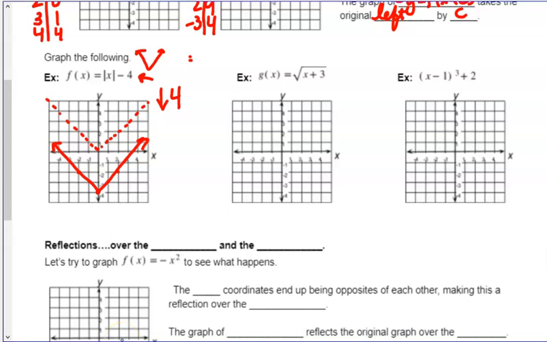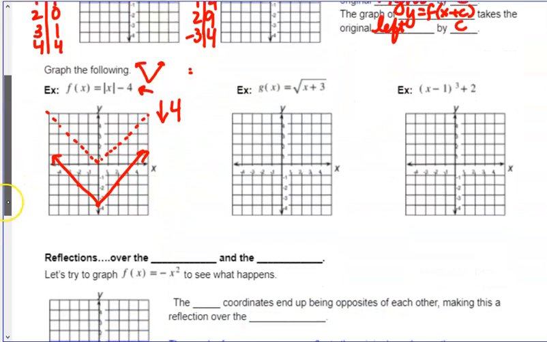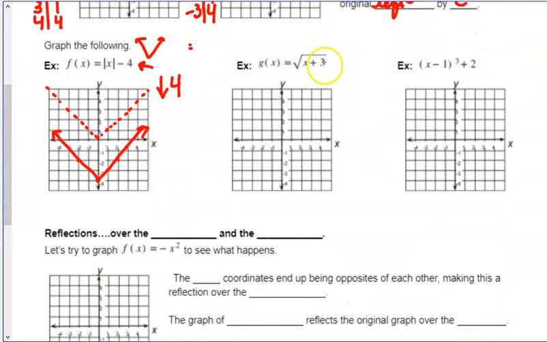And notice that plus 3 is underneath that grouping symbol with that x. So that is one of those problems dealing with a horizontal transformation, when I'm inside with the letter. Those are the ones that are a little bit tricky. It might deceive you that you're going to go plus 3 this way, but actually we're going to go to the left by 3. Now what did the original square root function look like?